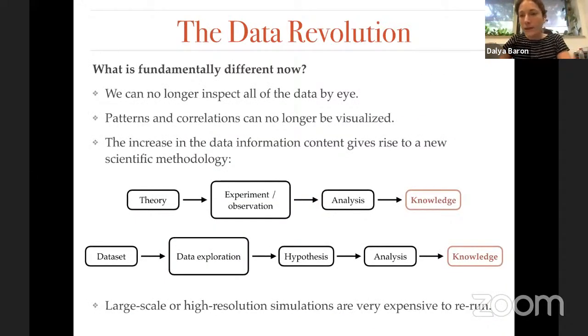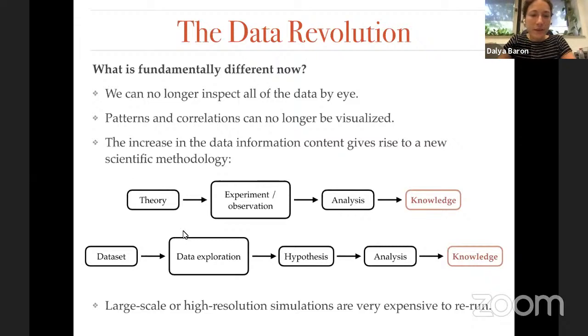So what is fundamentally different now compared to what it used to be in the 1980s? First of all, we can no longer inspect all of the data by eye. There is just too much of it. I cannot inspect 2 million galaxy spectra by eye. Since the data is extremely complex and multidimensional, I can no longer visualize correlations and patterns. If I have hundreds of measured features per galaxy, it is very difficult for me to explore different correlations in this dataset. And this increase in information content basically gave rise to a new type of scientific methodology.